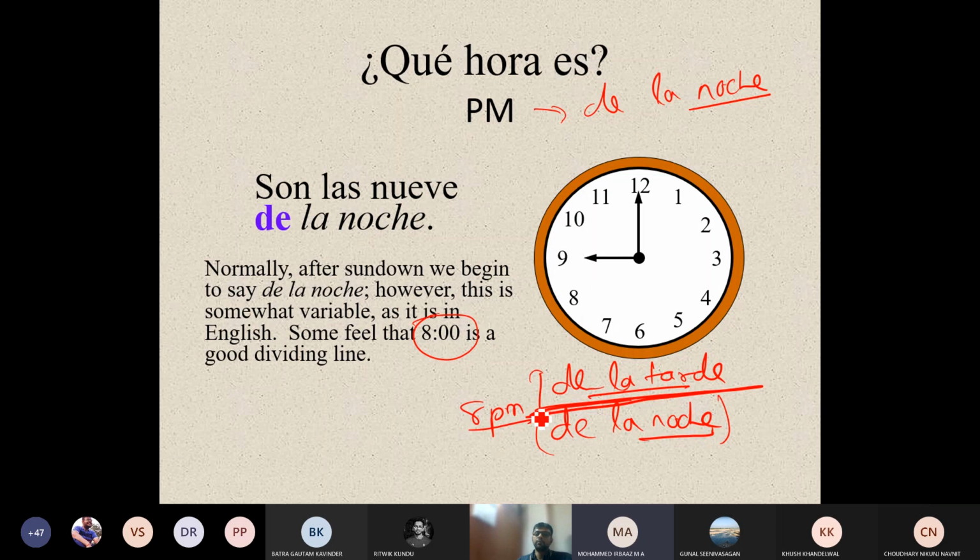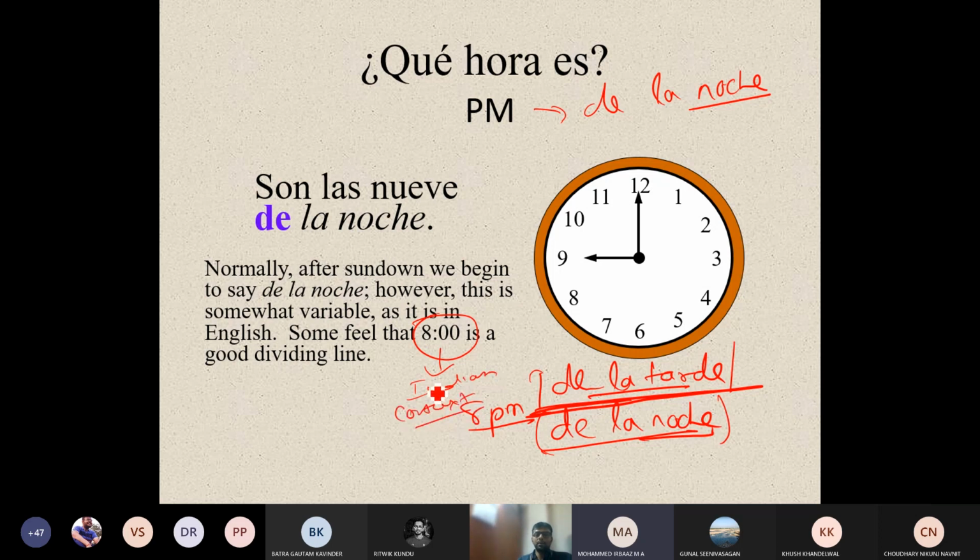So any time before 8 p.m., you can use de la tarde. And if it is after 8 p.m., from 8 p.m. onwards, you can use de la noche. So this is how it works in the Indian context.